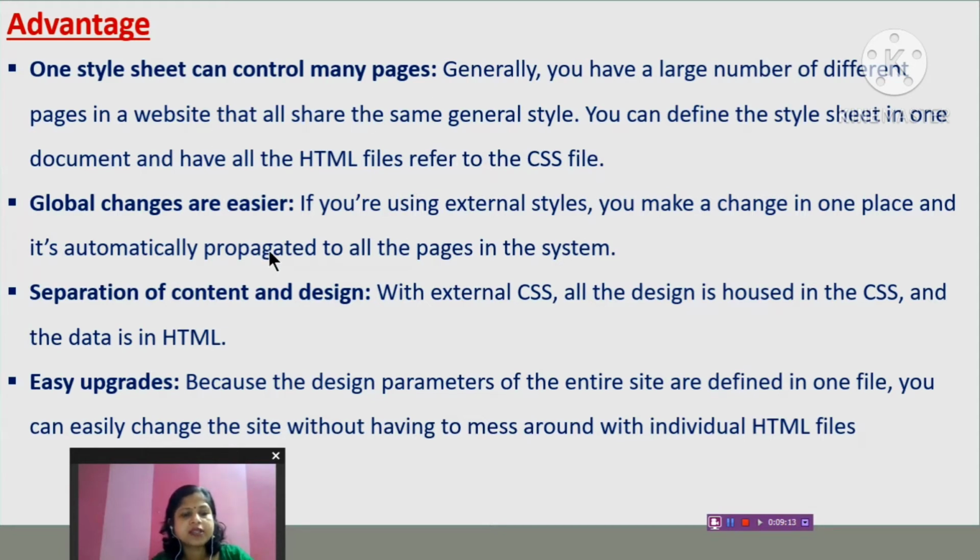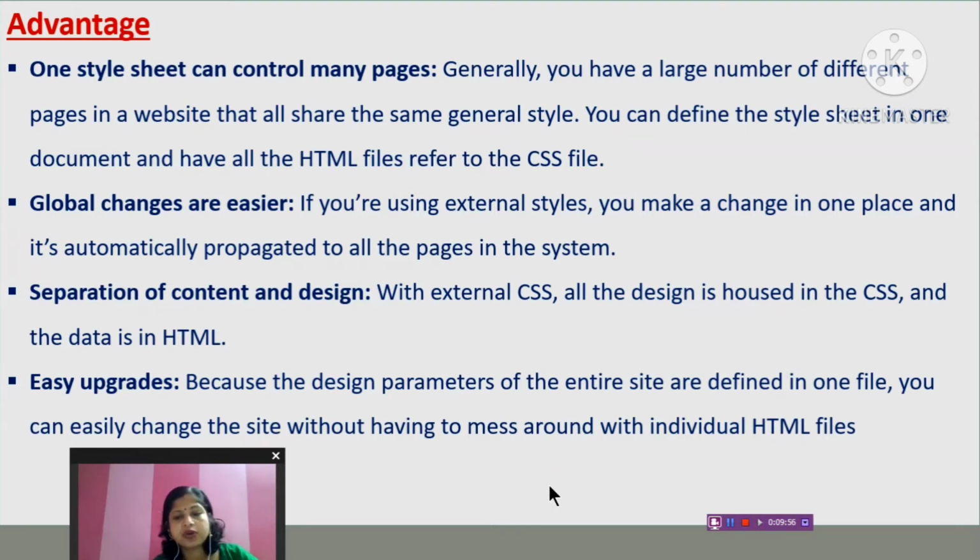Global changes are easier. If you want to make any change, you make the change in only the CSS file in one place and it will be reflected in all the web pages. If you are using external styles, you make a change in one place and it is automatically propagated to all the pages in the system. Separation of content and design: content in the HTML file and design in the CSS file. So with external CSS, all the design is housed in the CSS and the data is in the HTML. Easy upgrades: because the design parameters of the entire site are defined in one file, you can easily change the site without having to mess around with individual HTML files. So it is easy to upgrade also.